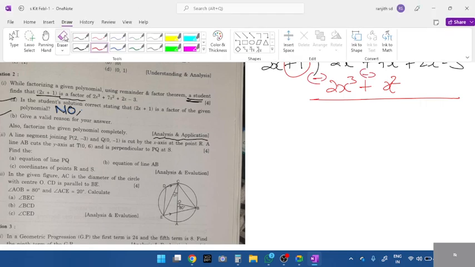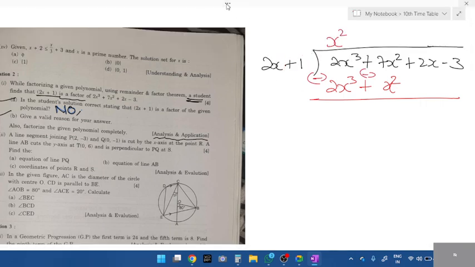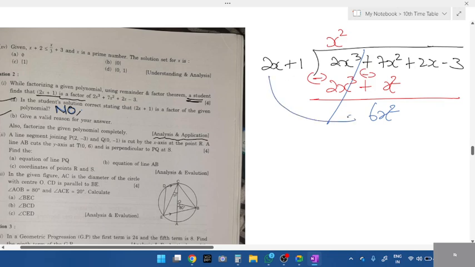Whoever doesn't know, concentrate. Whoever couldn't do this, concentrate here. Change the sign. Once you change the sign, this becomes 0. What about 7 minus 1? What do you get? 6x square. Then again start from the beginning. How many times 2 goes in 6x square? If you don't know, divide it. 3x, how many times it goes? Plus 3x times.